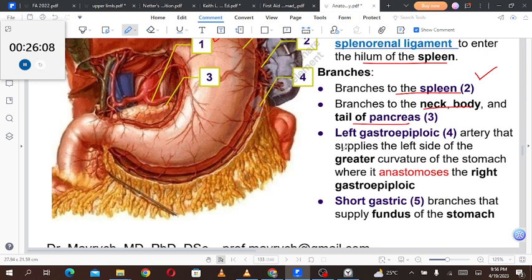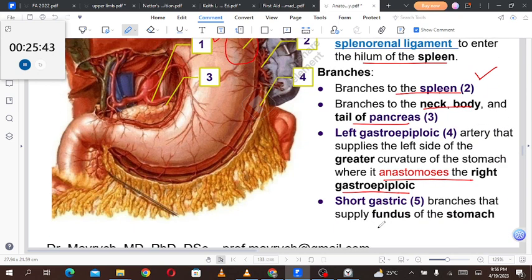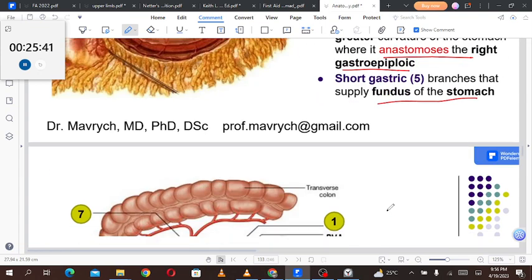Left gastroepiploic artery supplies the left side of the greater curvature of the stomach, where it anastomoses with the right gastroepiploic artery. So it is going to give the left gastroepiploic artery over here, which will anastomose with the right gastroepiploic artery that was coming from the gastroduodenal artery on the greater curvature of the stomach. Then we have the short gastric arteries, five branches. These are the short gastric arteries, branches that supply the fundus of the stomach.